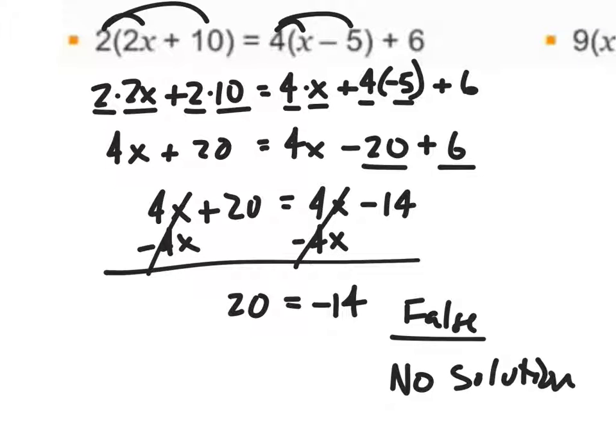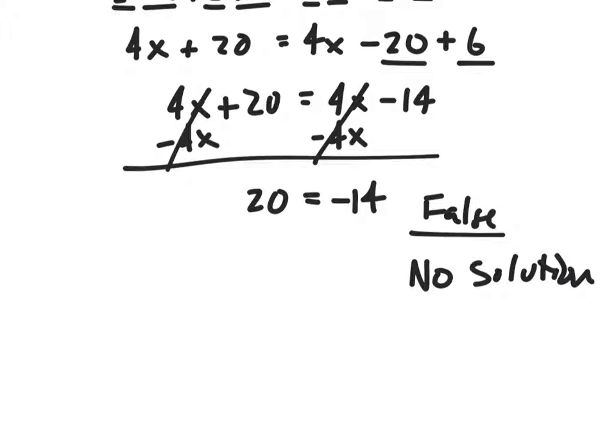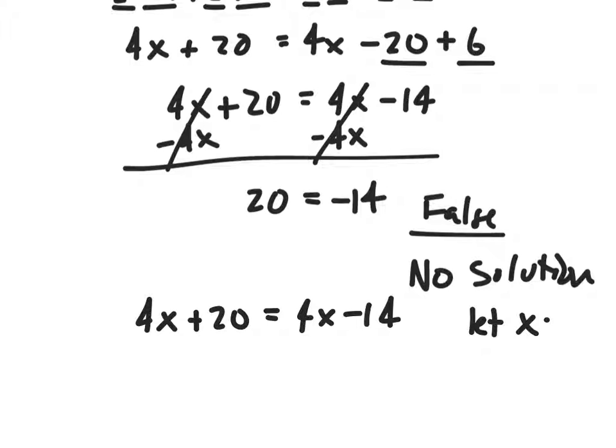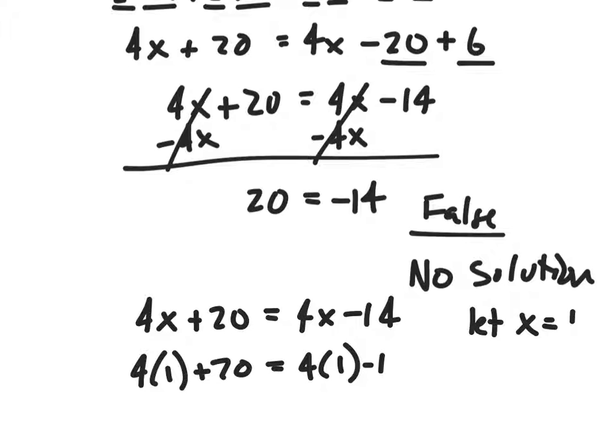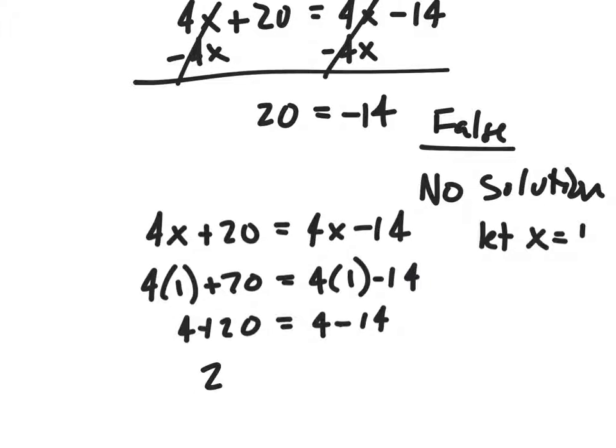Now, let's go back up to this step where you got 4x plus 20 is equal to 4x minus 14. Let's just let x equal 1 and see what happens. If I let x equal 1, I plug that in: 4 times 1 plus 20 is equal to 4 times 1 minus 14. So I get 4 plus 20 is equal to 4 minus 14. 4 plus 20 is going to give me 24, and then 4 minus 14 gives me negative 10.